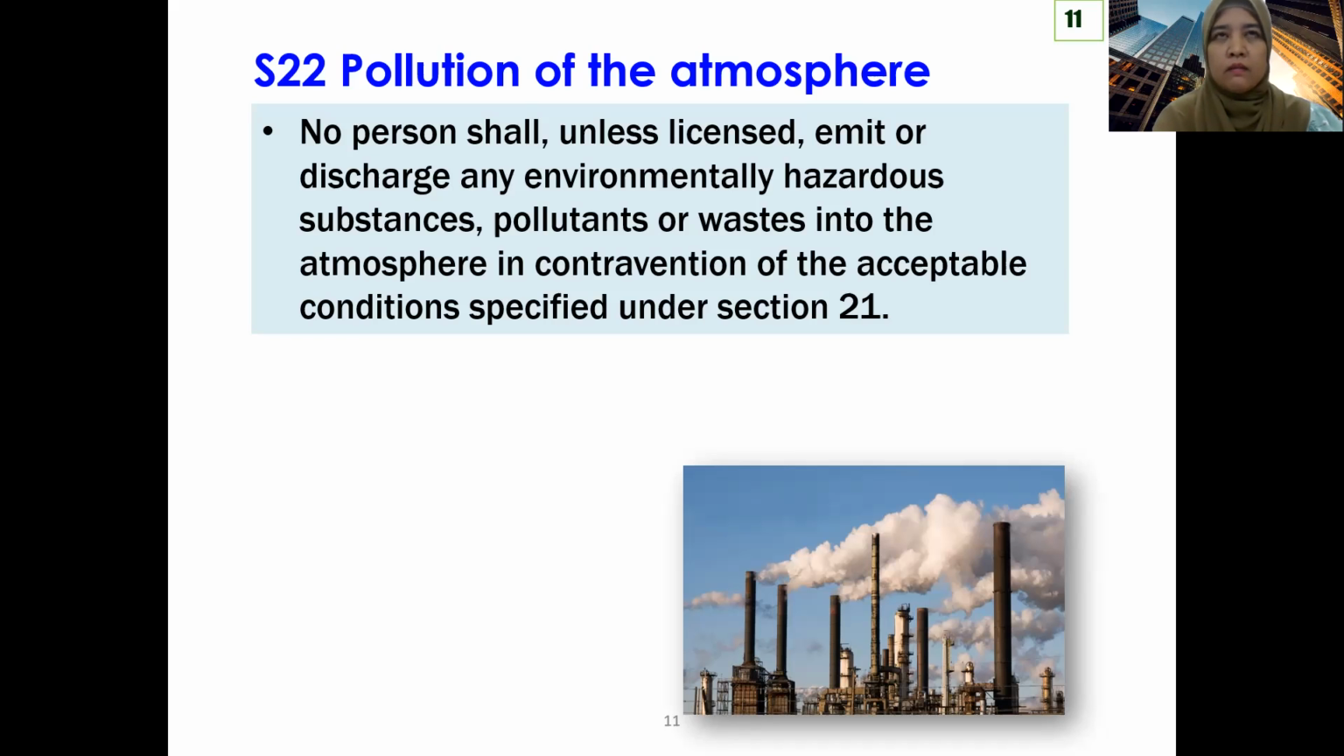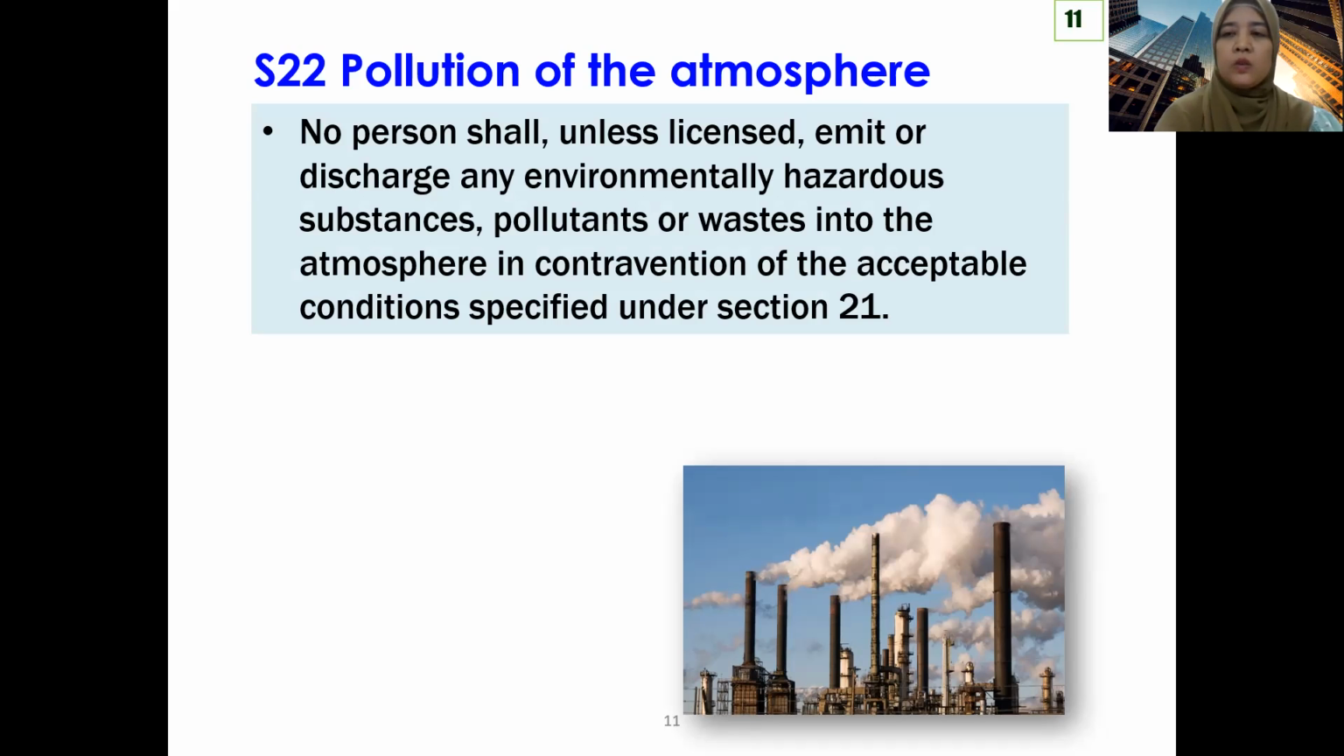Atmosphere lah, langit lah, sky, atmosphere. No person shall, dikata tidak ada seorang pun boleh, unless licensed, kecuali dilesenkan, emit or discharge any environmentally hazardous substances, pollutants or waste into the atmosphere in contravention of the acceptable conditions specified under section 21. So who sets the acceptable conditions just now is the minister.